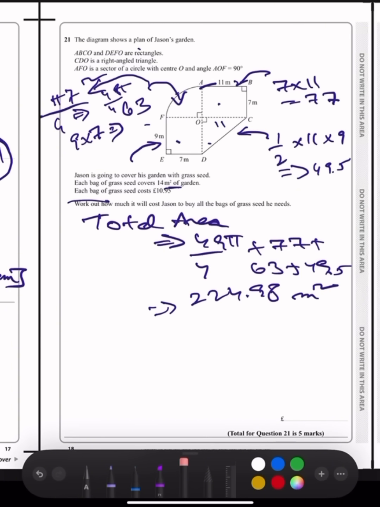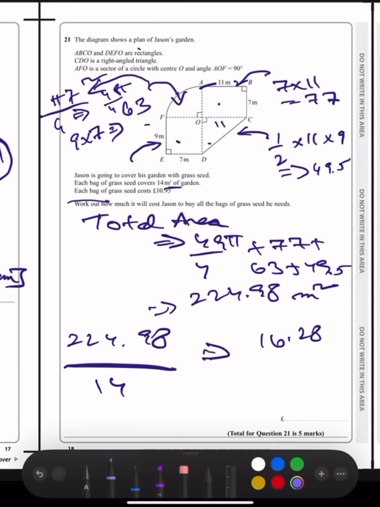So basically what we do is, for one bag we need to find already. Okay, wait. Okay, so we do 224.98 over 14, right? Which gives us an answer of 16.28. So that basically says that, not for one, but for how many bags? Because it's 16.28, let's say around 17 bags, right?